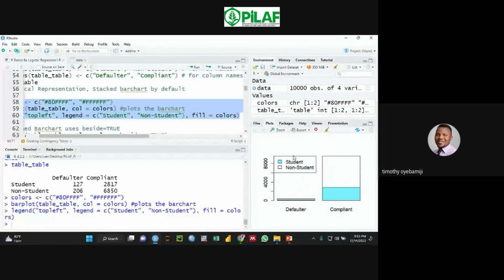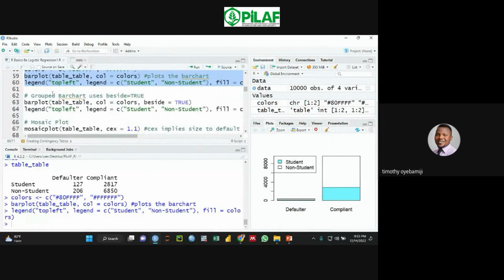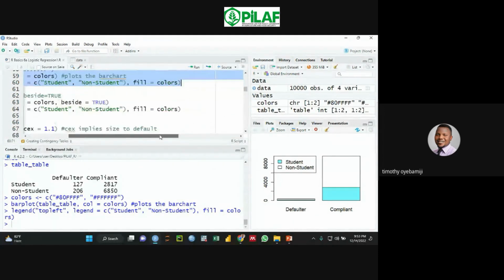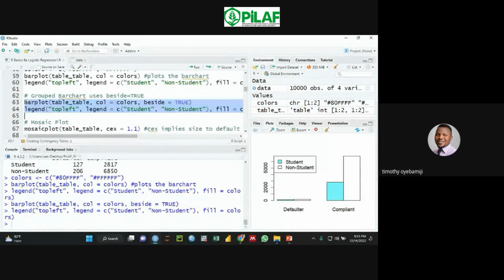Another way we can use to represent this contingency table is the group bar charts. The difference between this stack bar charts and group bar charts is just this argument, beside equals true. Yeah, I've seen it. Beside equals true, that's the only difference. If we run this, it would bring down the other factor beside it. So we have the grouped bar charts here.